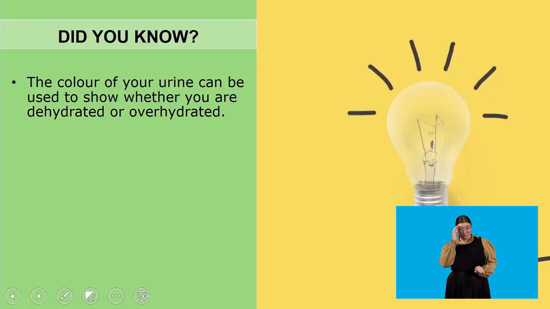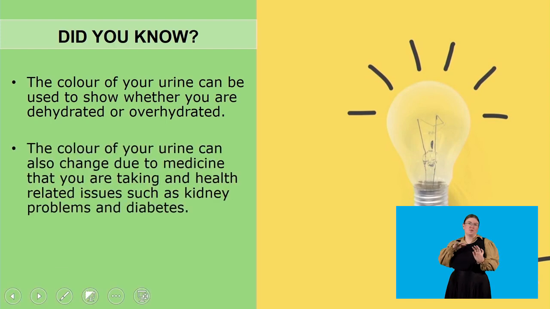Did you know the color of your urine can be used to show whether you are dehydrated or overhydrated? The color of your urine can also change due to medicine that you are taking and health-related issues such as kidney problems and diabetes.